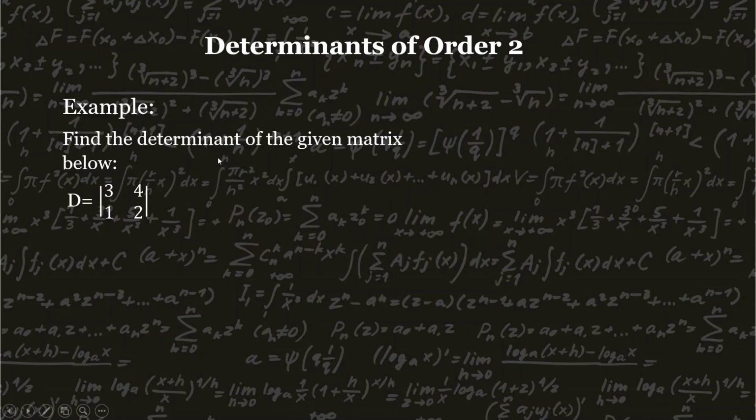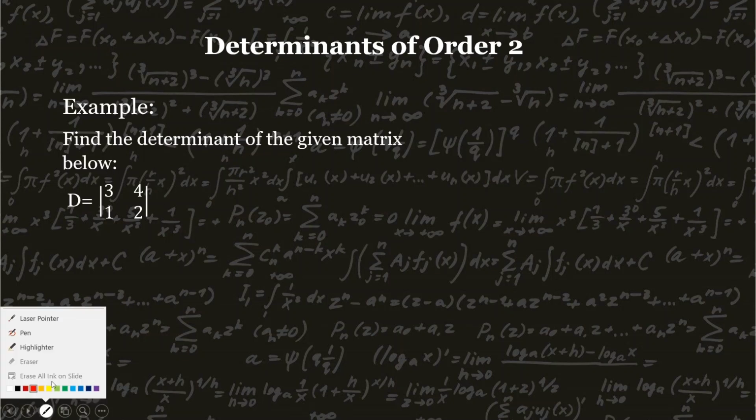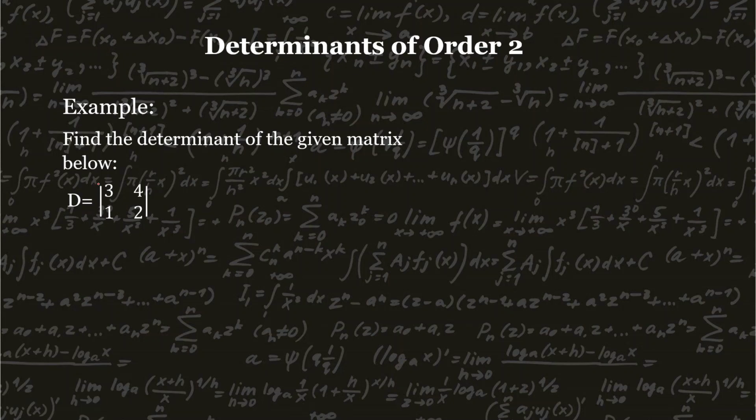Find the determinant of the given matrix below. Let's consider this 2 by 2 matrix. So let's follow our diagonal pattern. From top left to bottom right, that's 3 times 2 minus 1 times 4, following our diagonal pattern. And that will be equal to 2.